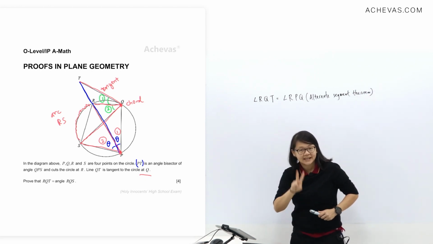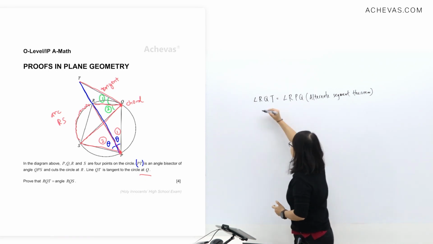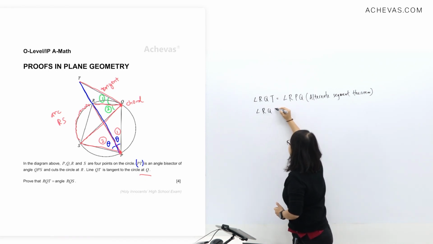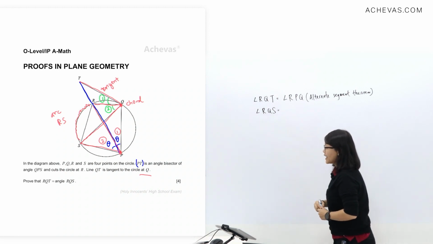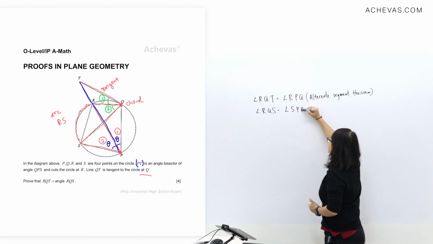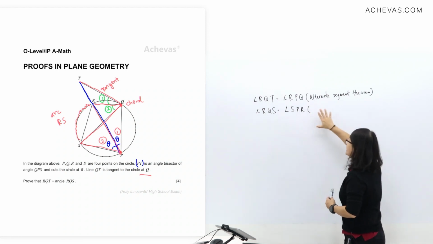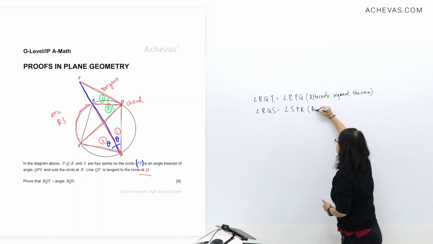Now let's take a look at angle number 2. So we have angle RQS equals angle SPR. And this one here, coming from the same arc, the explanation is angles in the same segment.